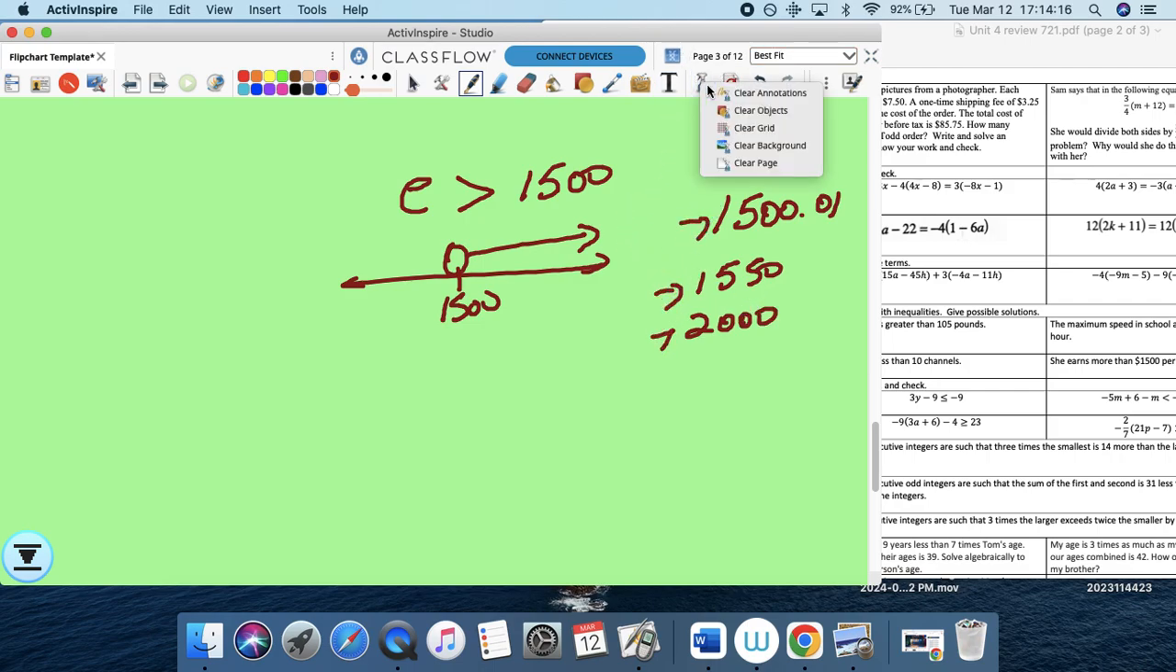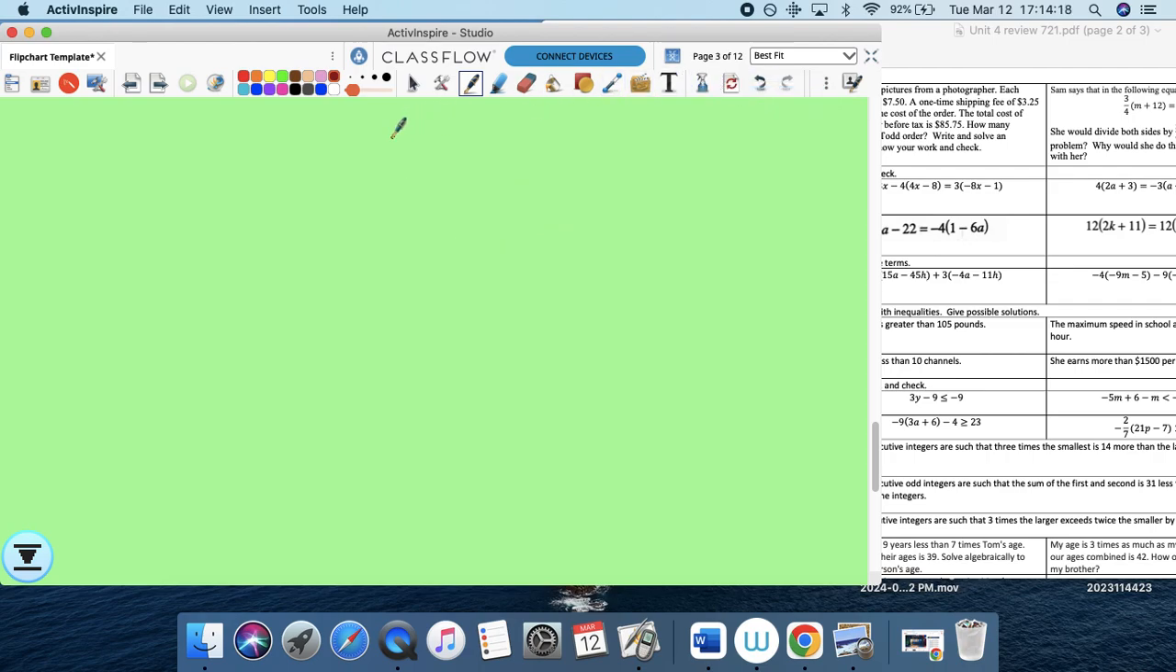Okay. All right. 3 consecutive integers. So there's 3. Let's identify them: x, x plus 1, x plus 2. That's how I was identifying my participants. Such that 3 times the smallest, which is x, is equal to 14 more than the largest. 14 more means addition, and the largest is x plus 2. Don't need to put parentheses.